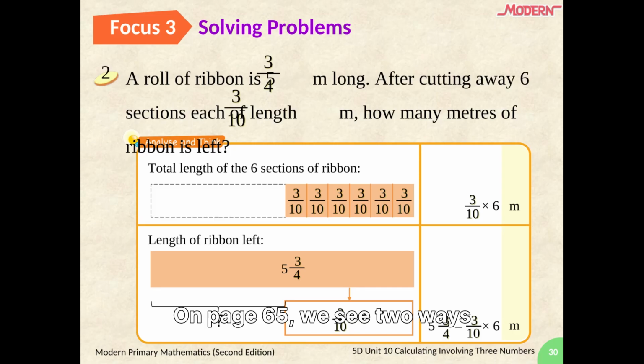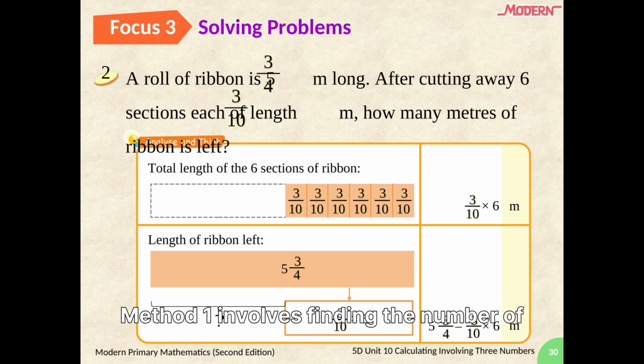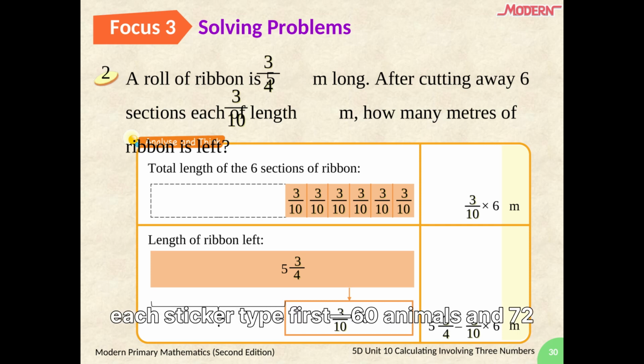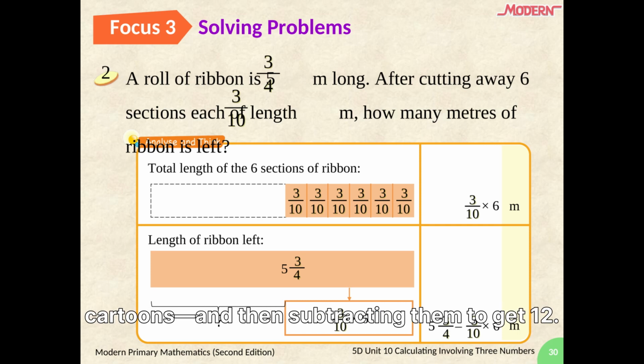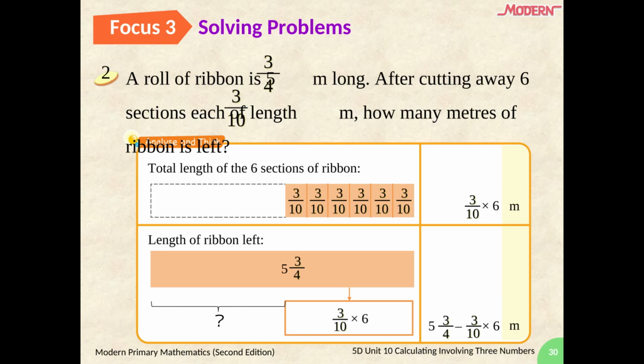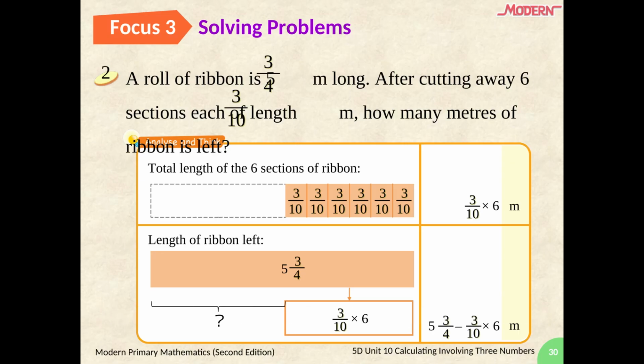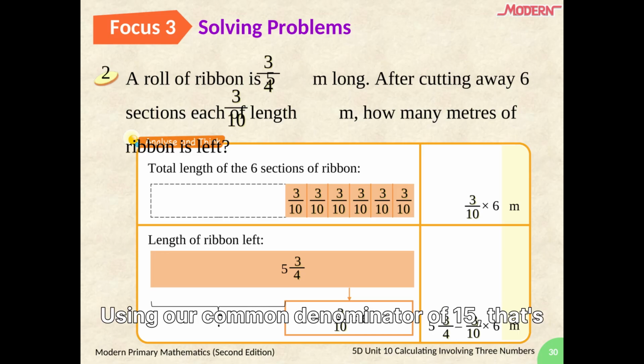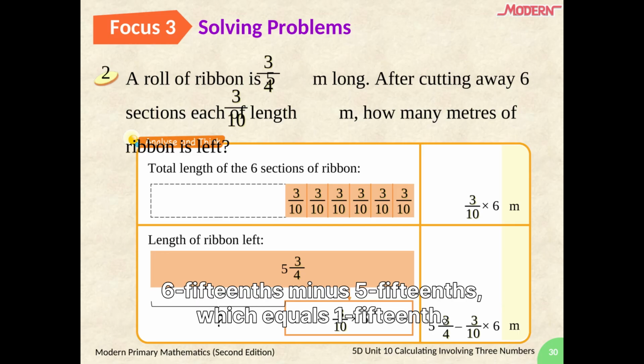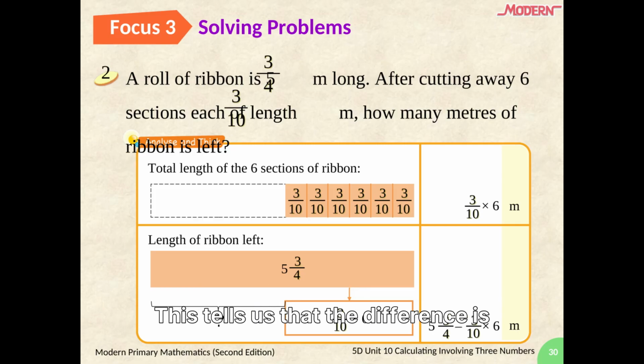On page 65, we see two ways to solve this. Method 1 involves finding the number of each sticker type first, 60 animals and 72 cartoons, and then subtracting them to get 12. But the thinking way for Method 2 is much more elegant. We find the difference between the fractions first. 2/5 minus 1/3. Using our common denominator of 15, that's 6/15 minus 5/15, which equals 1/15. This tells us that the difference is exactly 1/15 of the whole pack.